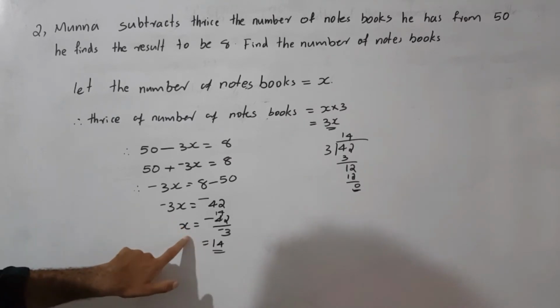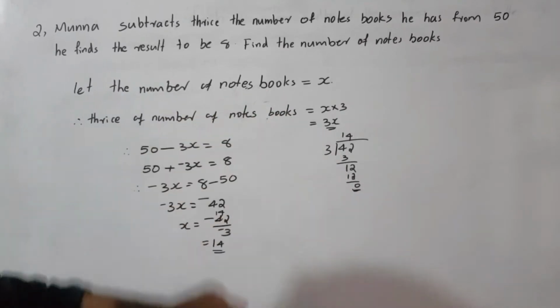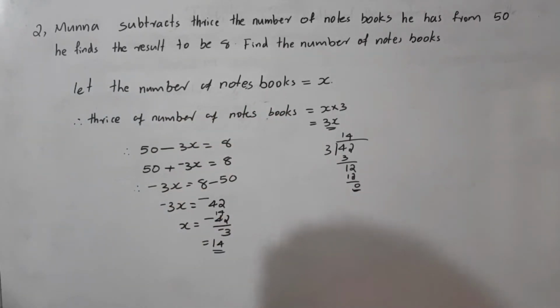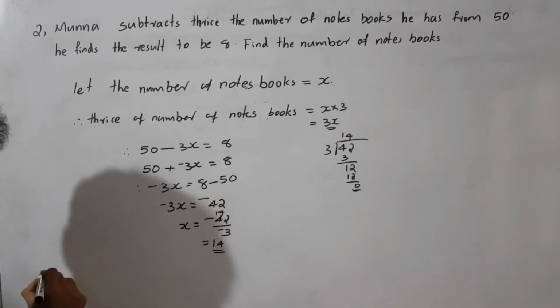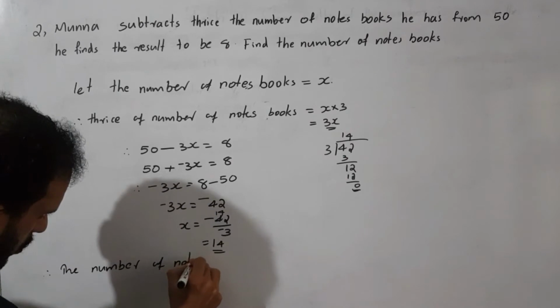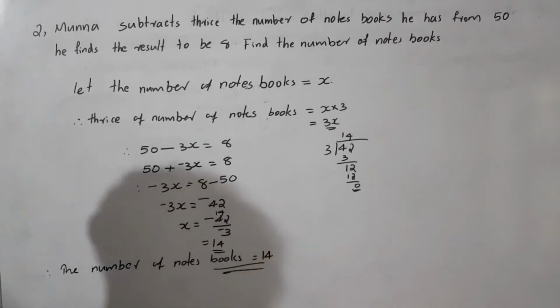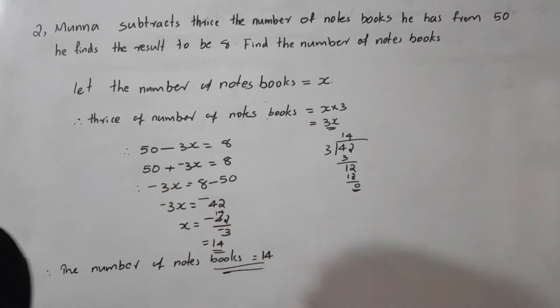What is x actually? The x is the number of notebooks. So how many notebooks are here? Here the number of notebooks is equal to 14. Then we write the last line. Therefore, the number of notebooks is equal to 14.